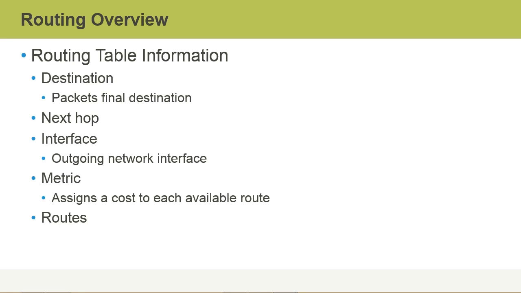Then we also have the metric value, and the metric value is like a preference value for which route should be used over other routes. If there were 2 routes to the same destination, the route with the best metric value would be utilized. And then finally, we have the routes themselves that exist in the routing table. Each of the lines that you saw were routes that exist. So in this video, we discussed the routing concept.